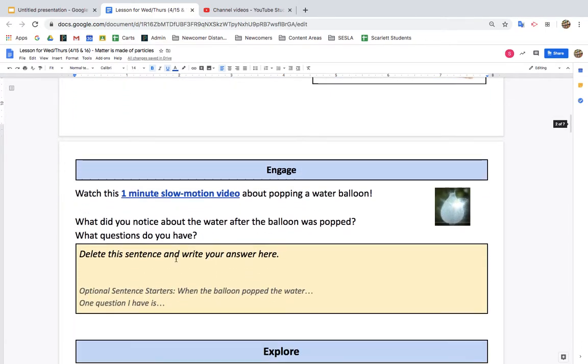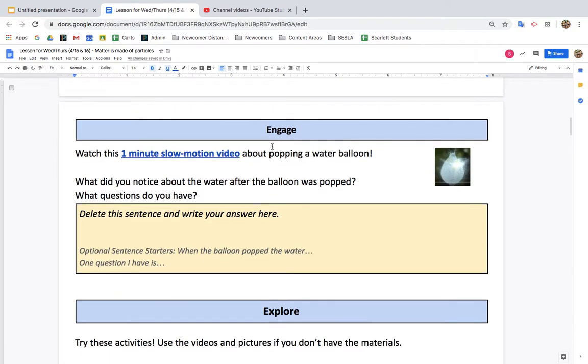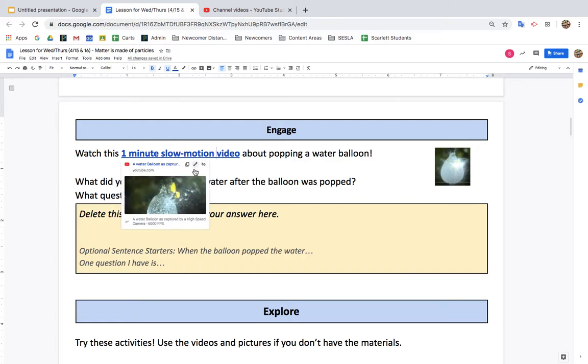Okay, so on page 2, it starts with engage. It asks us to watch a 1-minute slow motion video about a popping water balloon. I'm going to click and open.